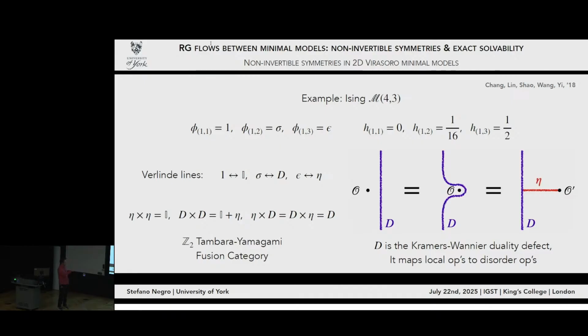So if you think a moment about what this says, it's saying that when you take any operator O and you act on it with a Kramers-Wannier line, you will end up with an operator that has a tail. So you end up in a twisted Hilbert space. So what this line does is it maps local operators to disorder operators.